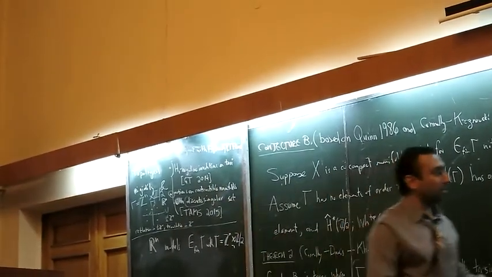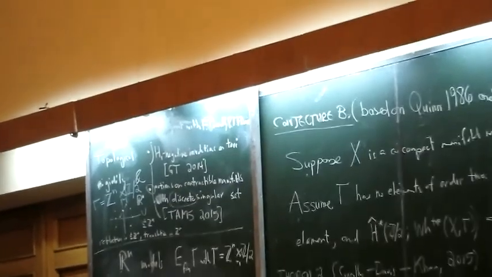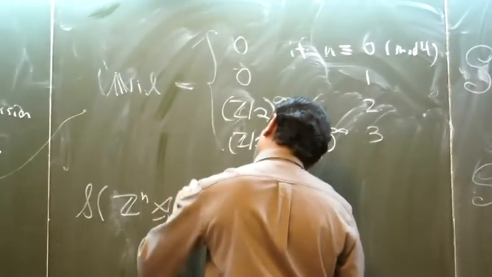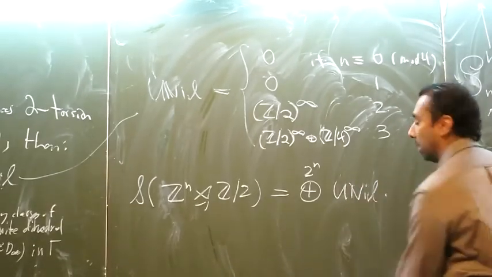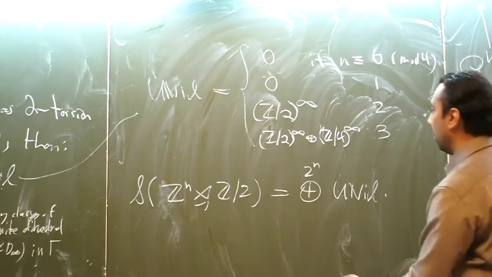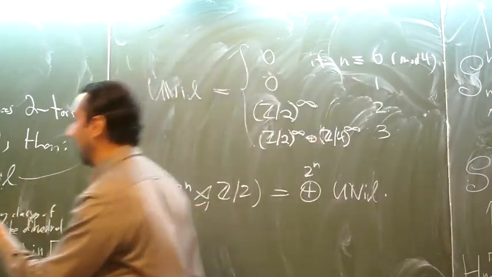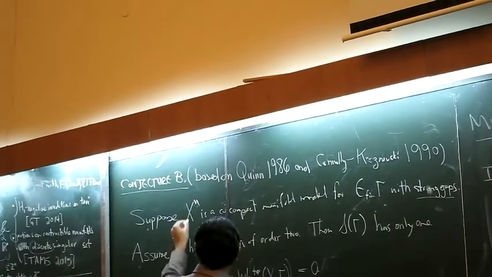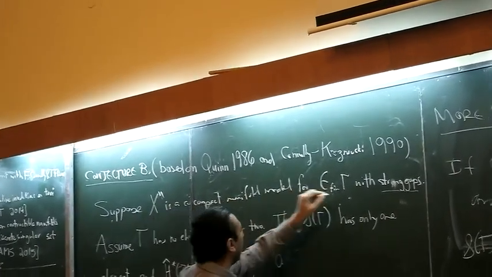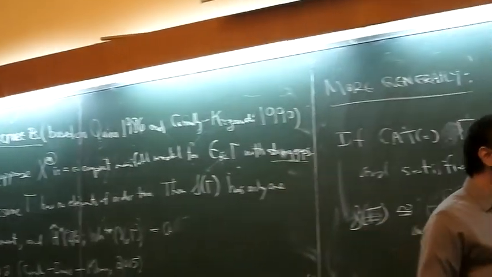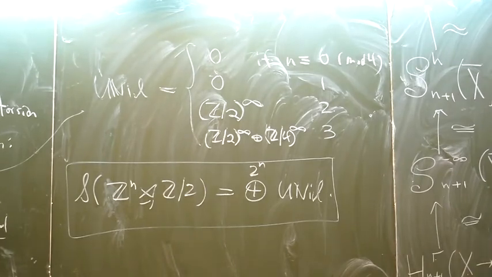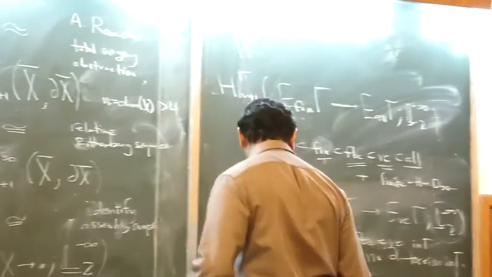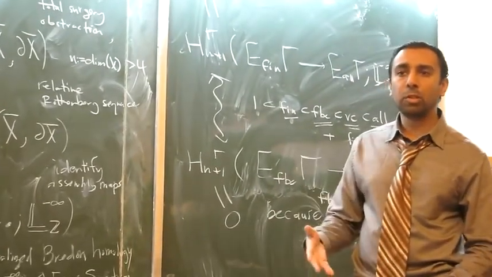So in particular, this is 2 to the n copies of UNil. Question: what is n in the description of UNil? n is the dimension of X. X is a co-compact manifold model for E gamma, so n is the dimension of X. So that's the answer in the first paper, where we allow for some 2 torsion. But if you have no 2 torsion, then you get an answer of 0. So 2 torsion is really the problem.